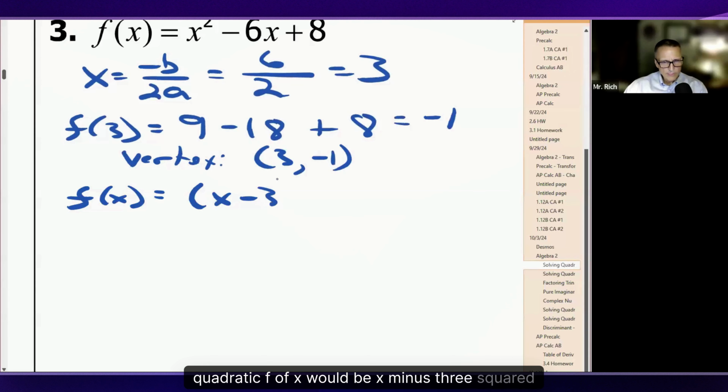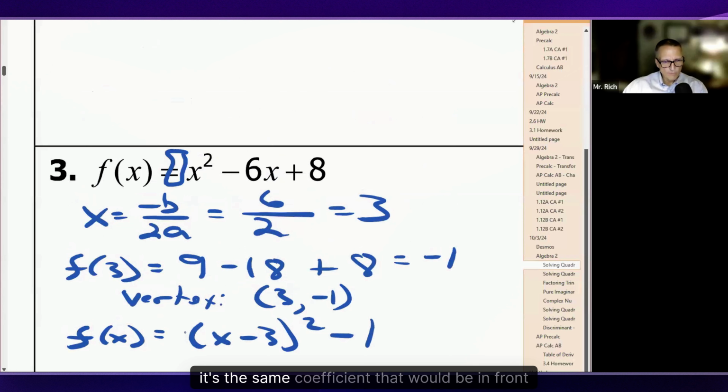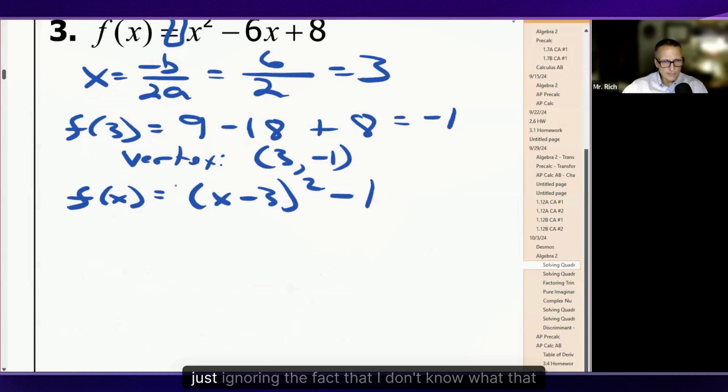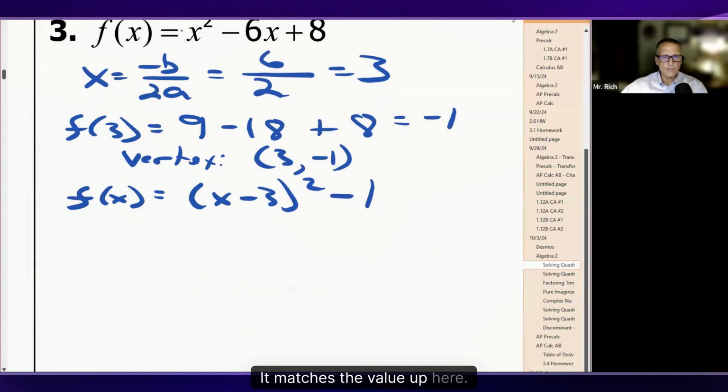And remember, whatever the coefficient is here in front of the x squared, it's the same coefficient that would be in front of those parentheses. So I'm not just ignoring the fact that I don't know what that value is, because I do know what it is. It matches the value up here.